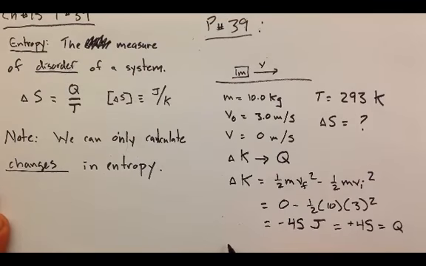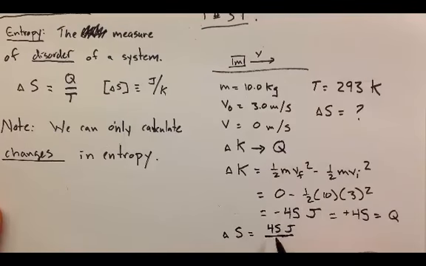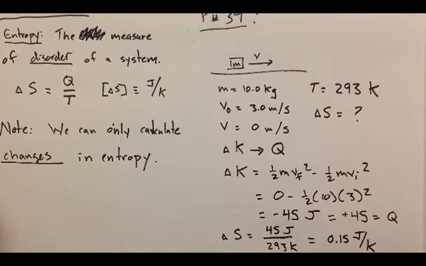If we then use that to calculate the change in entropy, it would be 45 joules divided by 293 Kelvin. And if we work that out, we'd get about 0.15 joules per Kelvin as the change in entropy of this system.